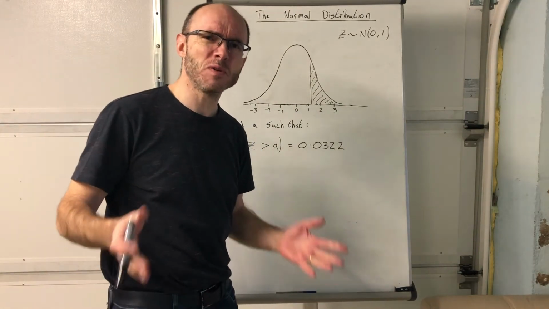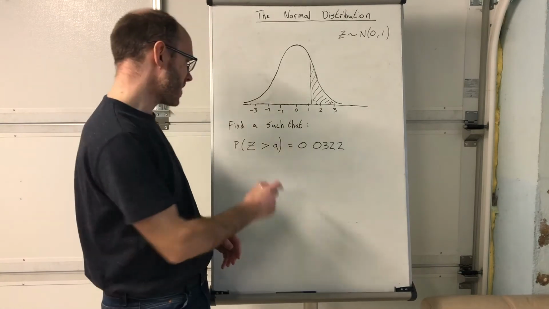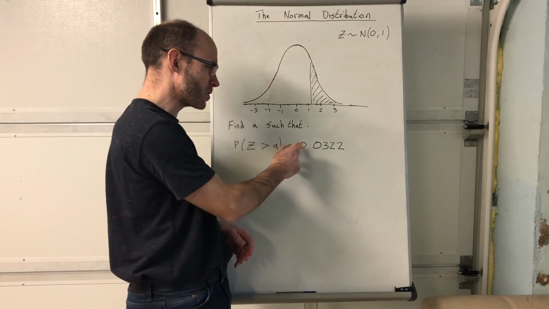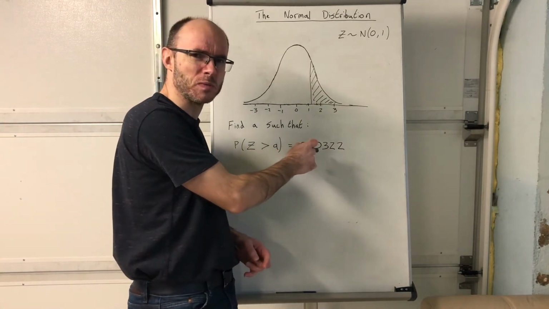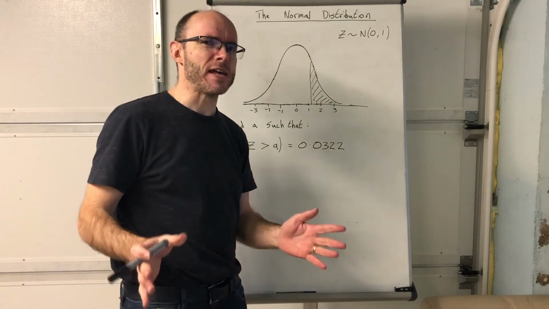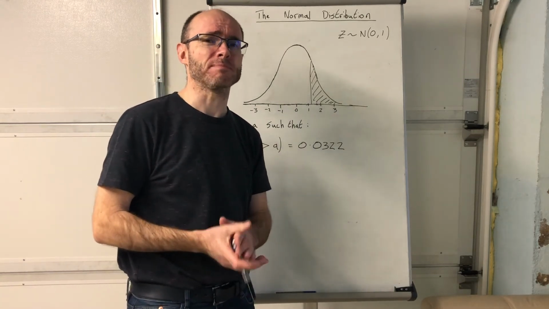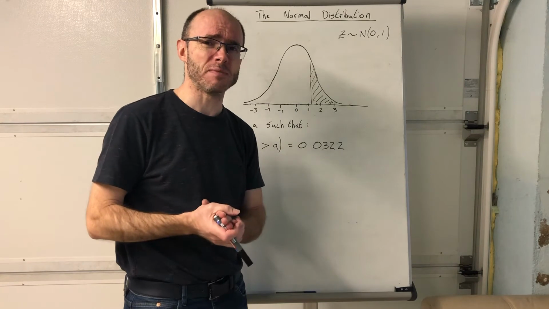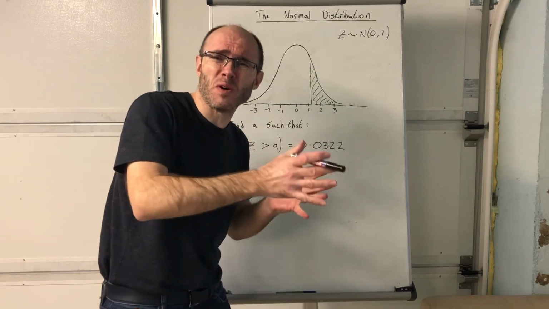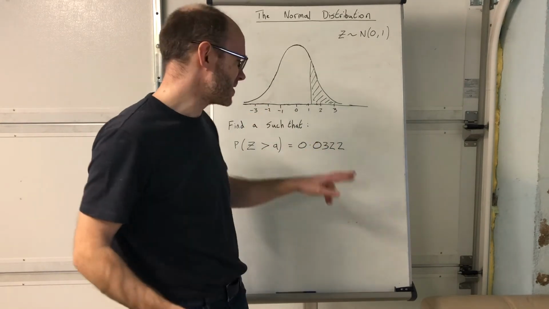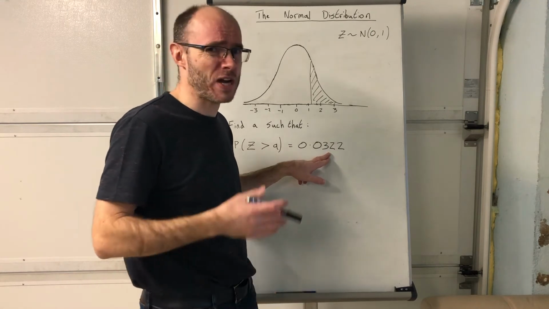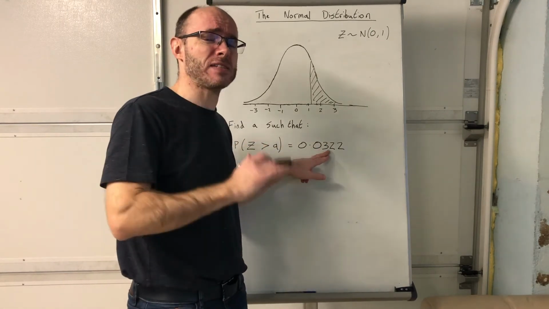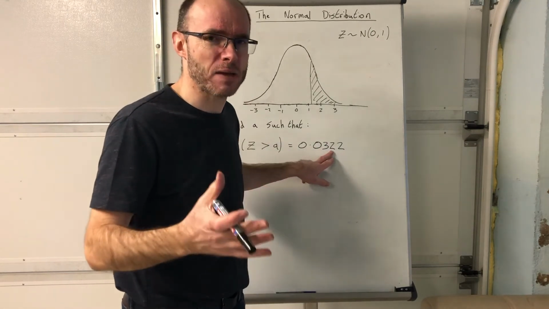Right, next example. So here we want to find A such that probability Z is greater than A equals 0.0322. Now, we're not going to find that from the percentage points table, are we? No, because in the percentage points table, it's usually 0.5 or 0.1 or something. 0.0322, try it if you want, but it's not there, is it? Okay. So here's an example where we're going to have to use the main table to do it.